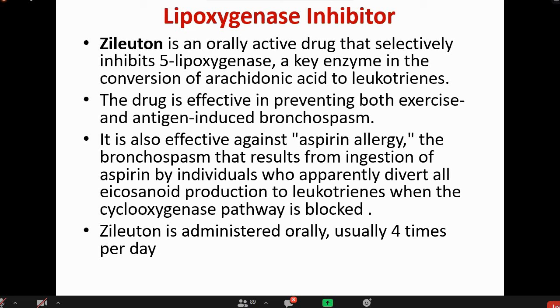This drug is effective in preventing both exercise and antigen-induced bronchospasm. It is also effective against aspirin allergy. This is the bronchospasm that results from ingestion of aspirin by individuals who apparently, as we have already discussed, divert all eicosanoid production to leukotrienes when the cyclooxygenase pathway is blocked. Zileuton is administered orally, usually 4 times per day.